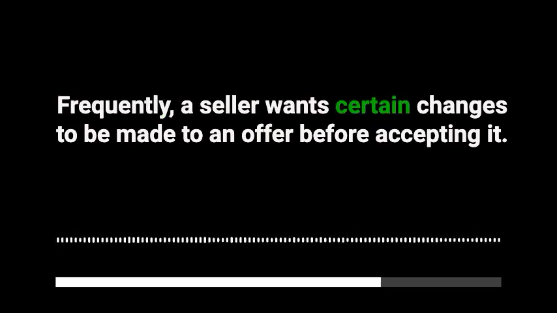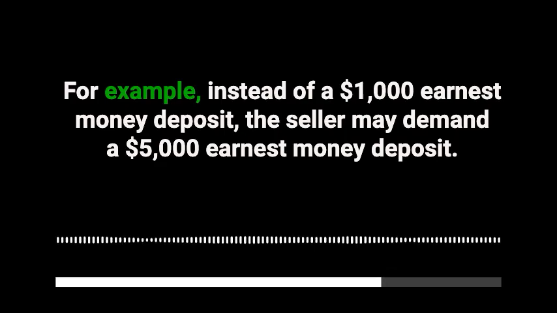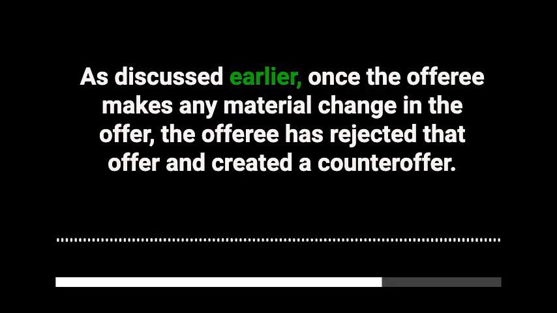Handling offer-to-purchase modifications and counteroffers. Frequently, a seller wants certain changes to be made to an offer before accepting it. For example, instead of a $1,000 earnest money deposit, the seller may demand a $5,000 earnest money deposit. As discussed earlier, once the offeree makes any material change, the offeree has rejected that offer and created a counteroffer. No contract has been formed at this stage.